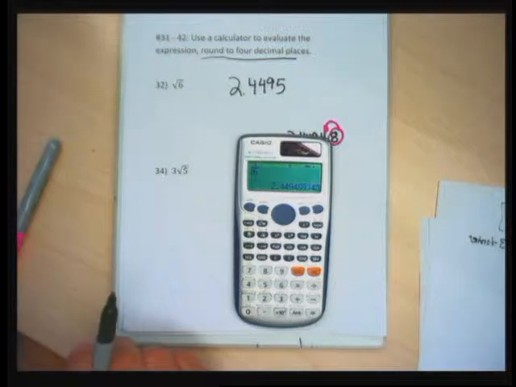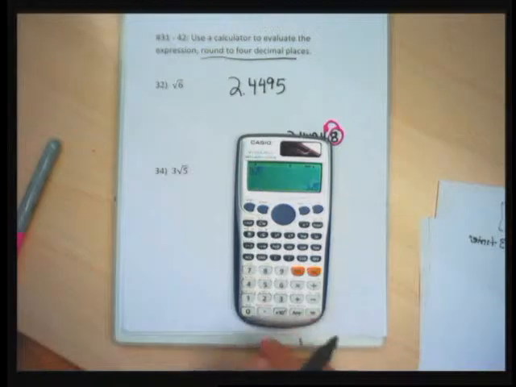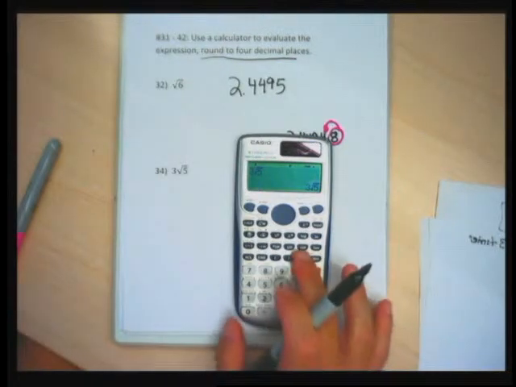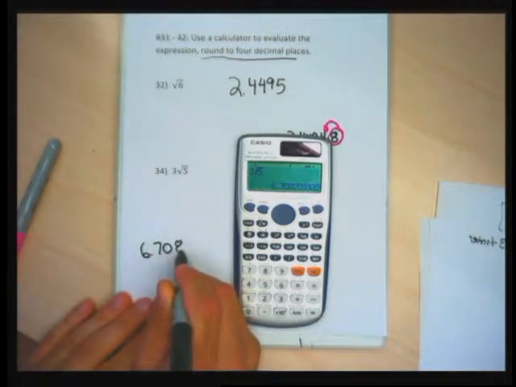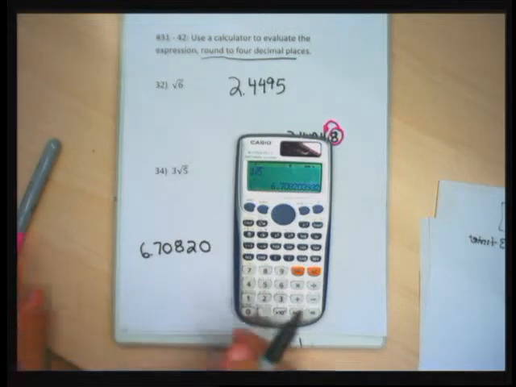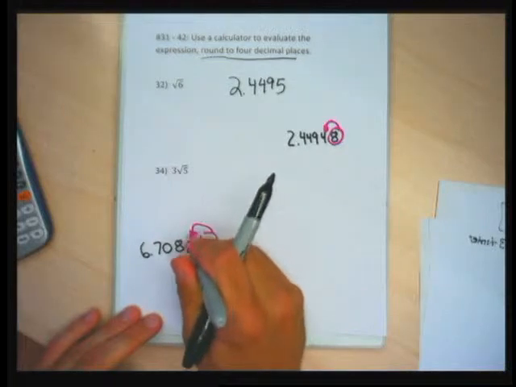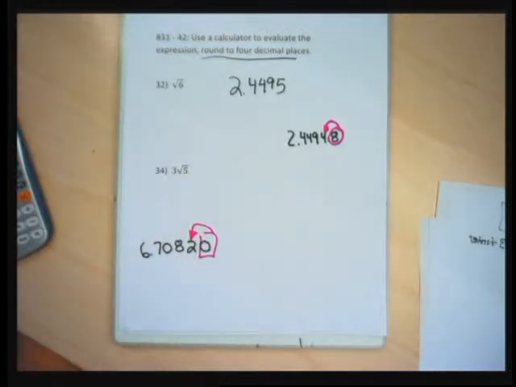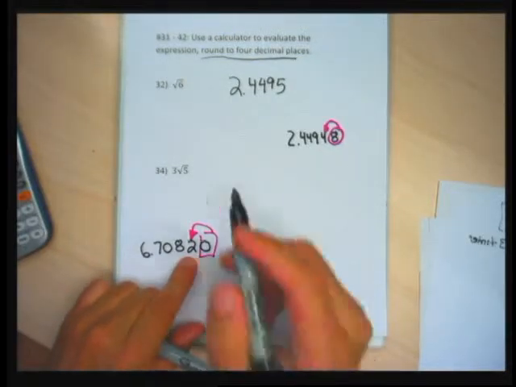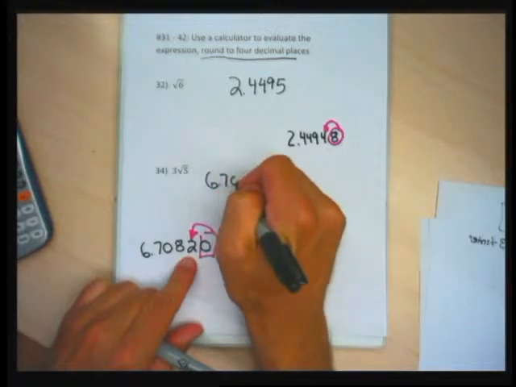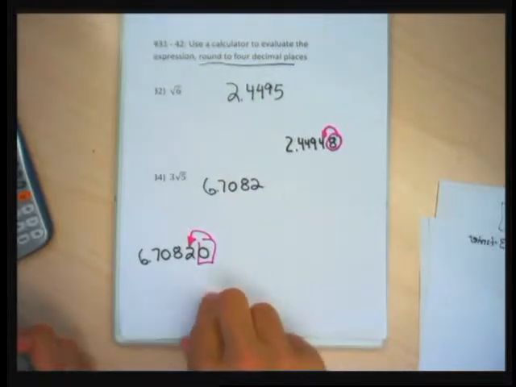For 34, I'm going to use my calculator again. I'm going to go 3 times the square root of 5. My calculator tells me that's 3 square root of 5. I hit the SD button, and I get 6.70820. I look at the number in the 5th decimal place, and it tells me whether to leave the 4th decimal alone or round it up. Because that number is not 5 or bigger, I'm going to leave the 2 alone and not round it up. And I'm going to write 6.7082 for a 4 decimal rounding of problem 34.